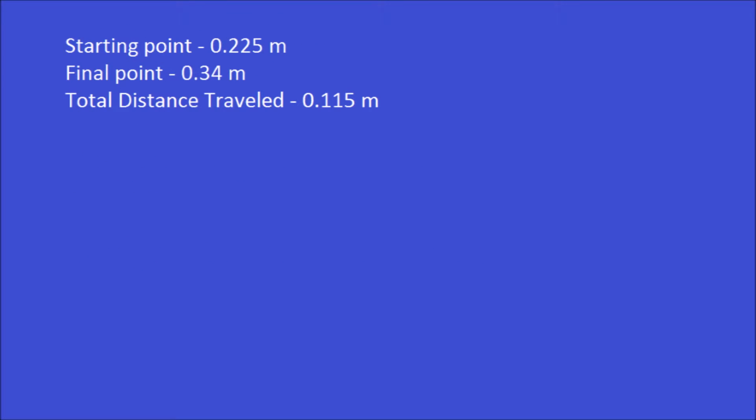Here is the data taken during the first demonstration. As you can see, the object started at 0.225 meters on the track and ended up at 0.34 meters. The total distance traveled was 0.115 meters, and it is important to remember that the spring was at the first level. Here is the data taken during the second demonstration. The object started at 0.2 meters on the track and ended at 0.735 meters. The total distance traveled was 0.535 meters, and it is important to remember that the spring was at second level. The second level is twice the distance of the first level.